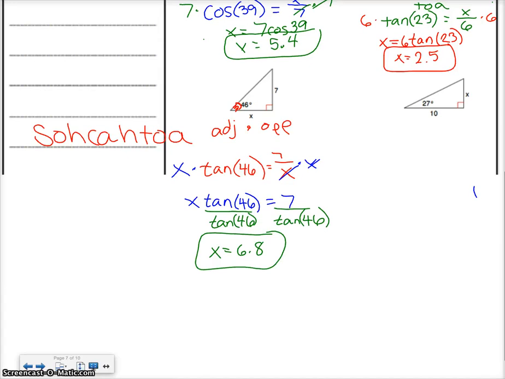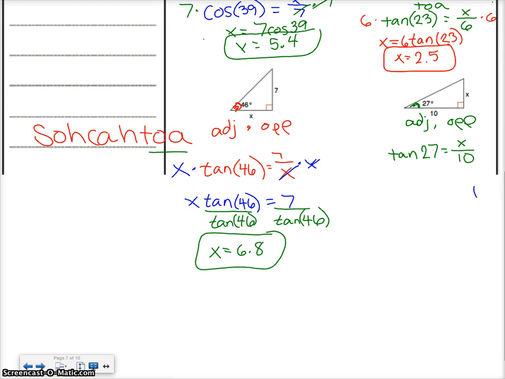Okay, the next one. Looks like I'm given adjacent and opposite again. Whatever. So I identify the angle, figure out the segments. I'm given adjacent, and I'm given opposite. Adjacent and opposite, TOA. So I use my tangent ratio. So tan 27 is equal to opposite x over adjacent 10.